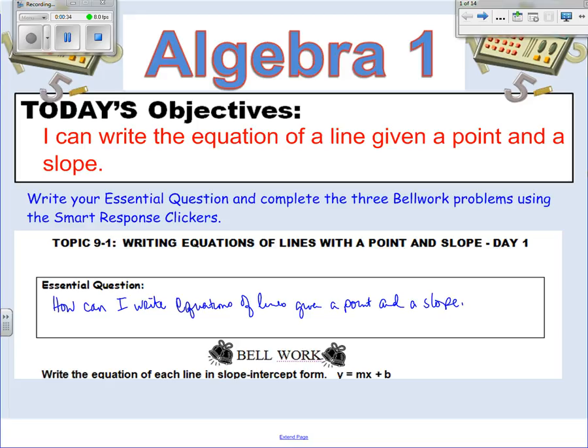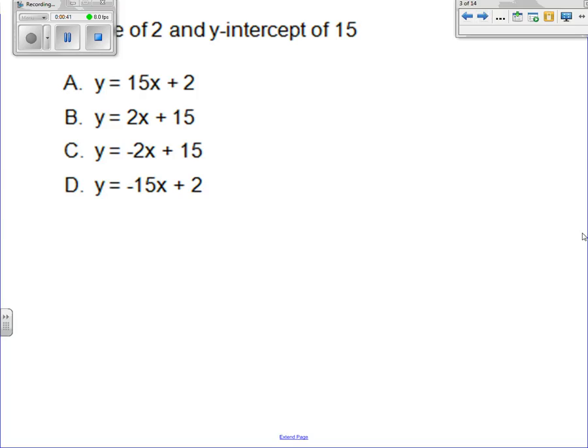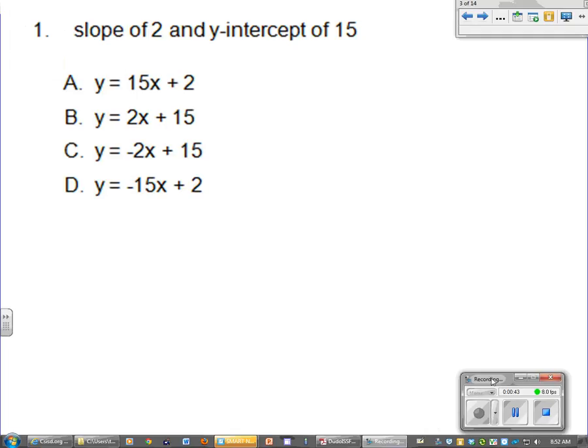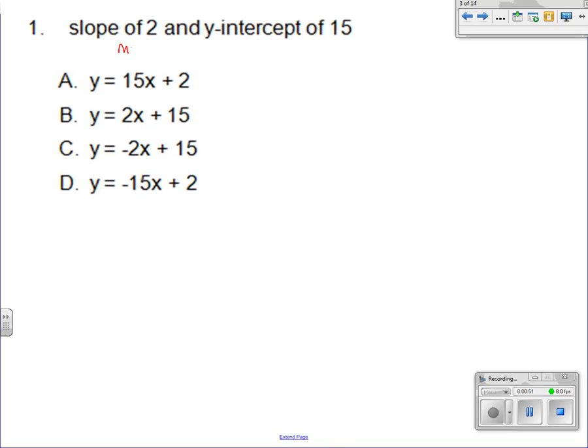So our bell work is review problems. They do have to do with finding an equation given a point and a slope, and in this case our slope is 2 and the point that's given is the y-intercept. The y-intercept is 15. So we're looking for the equation that can fit into y equals mx plus b, where we're substituting in for the slope and the y-intercept, and that correct answer is B.